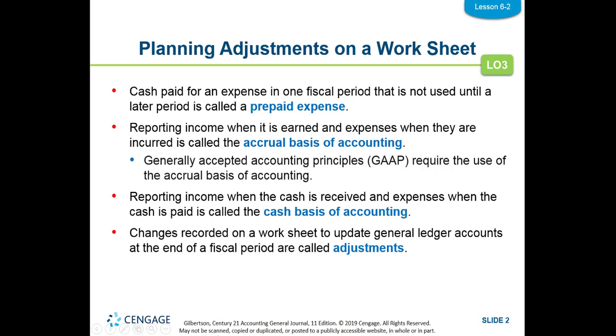So what do we take a look at? We have several terms that we have to deal with for our planning of our adjustments. If we pay cash for expenses in one fiscal period that are not used until a later period, that's going to be called a prepaid expense. So when we buy supplies, we either pay for it on account or pay cash for it, and that is going to be a prepaid expense. Okay? Reporting income when it's earned is going to be called an accrual basis of accounting. And those are two big terms that we deal with.